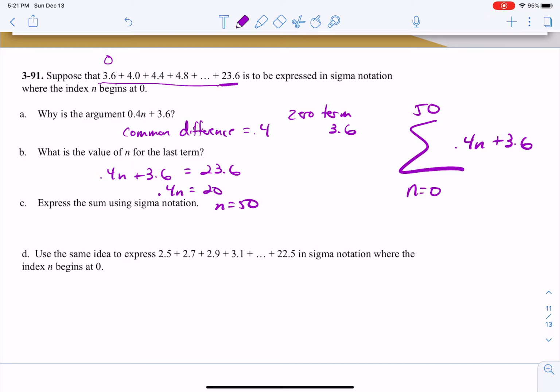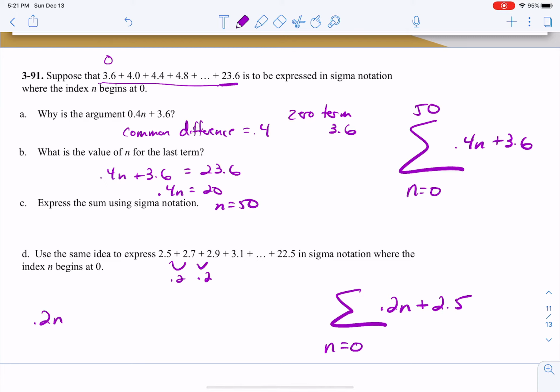So if I want to write this next sequence in sigma notation, I have a common difference of 0.2. And my 0 term, I'm going to start counting at 2.5. So I'm going to say n equals 0 to make that my 0 term. And looking to see how high I have to go as an index, I'm going to take my argument and set it equal to 22.5. N equals 100. So that's what my sigma notation is going to look like.